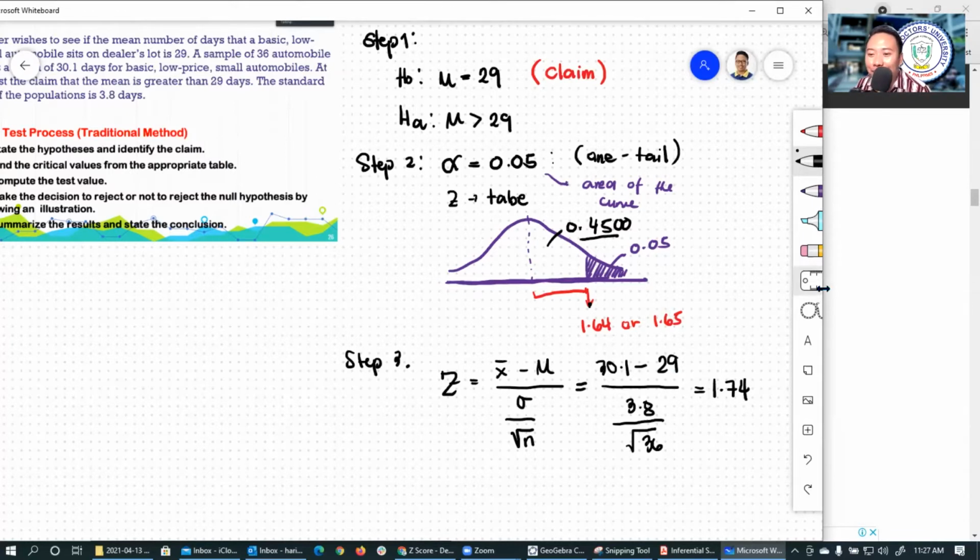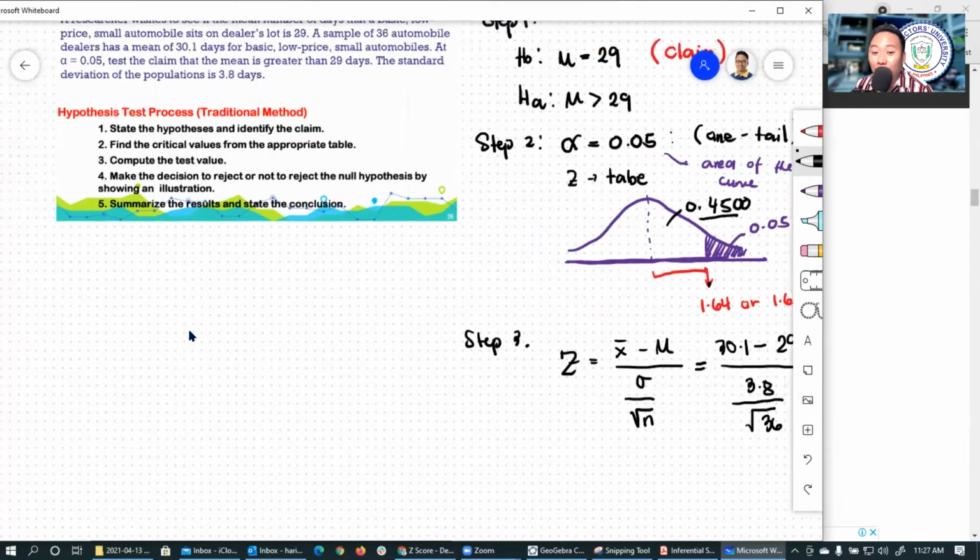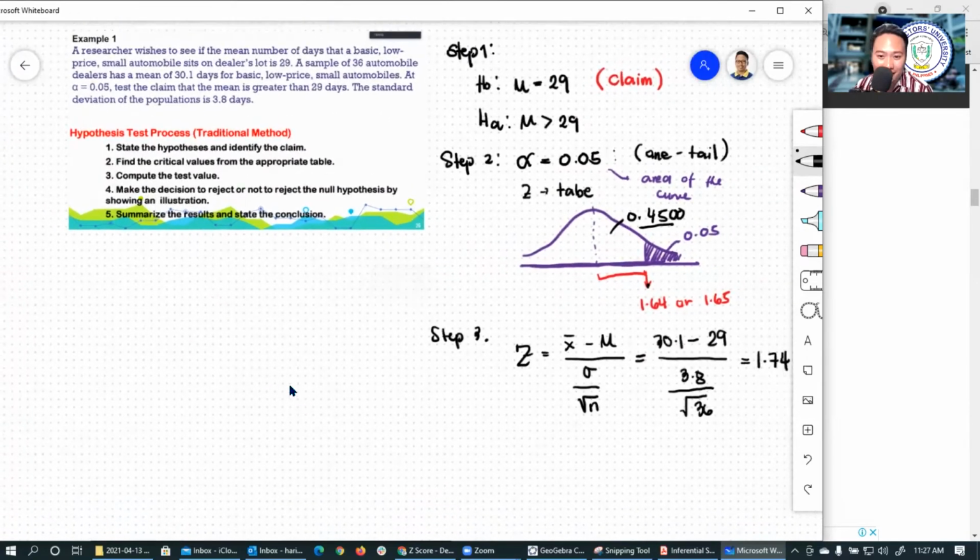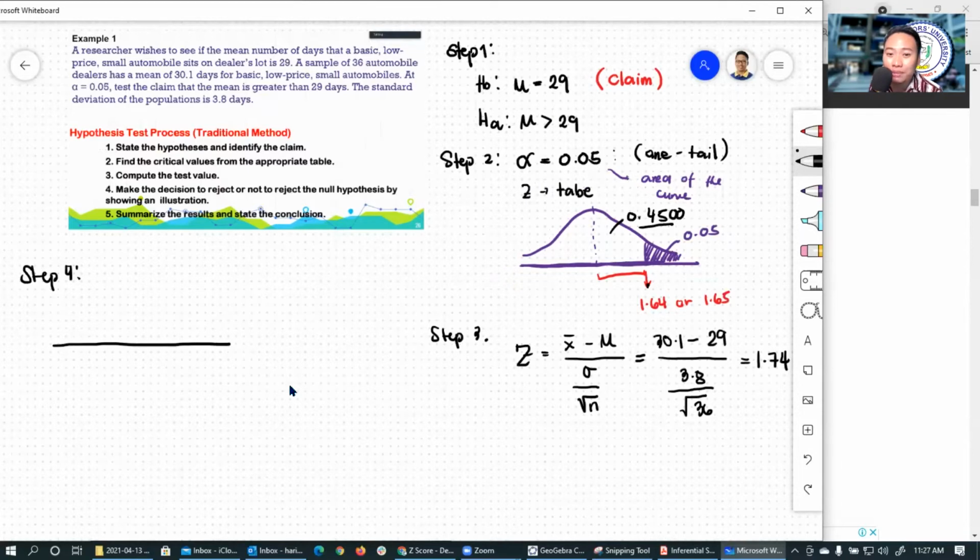1.74. Alisa also got 1.74. So we are done with step 3. So let's do step 4. Step 4, make the decision to reject or not to reject the null hypothesis. So when making the decision, guys, your decision making will be based on step 2 and step 3.